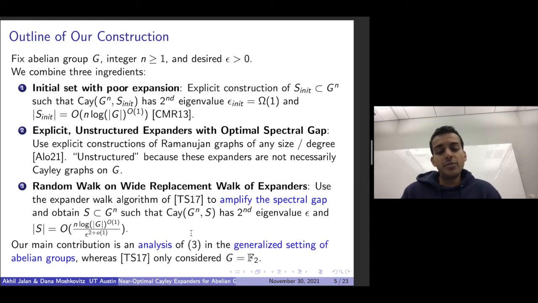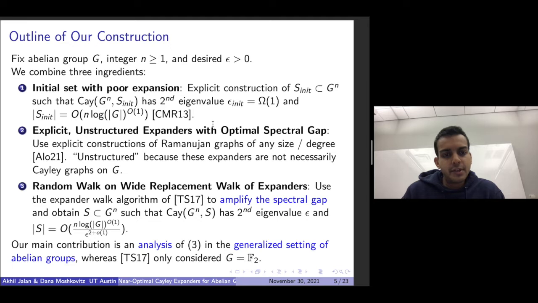The three things we'll use are, first, a sort of base set or an initial set. This will be a generating set of G to the n which gives a Cayley graph with some spectral gap, but not necessarily very good spectral gap. So we can think of this epsilon initial as maybe 0.99. The size of the initial set will be n times polylog G, and there will be some dependence on the initial expansion as well, but it's a constant, so we don't need to talk about it.